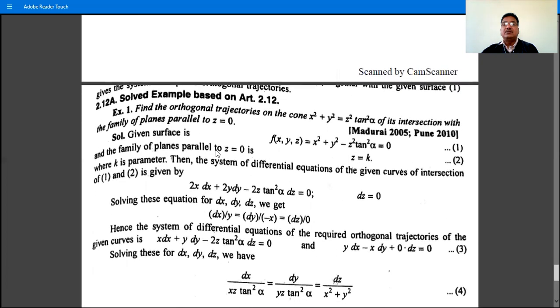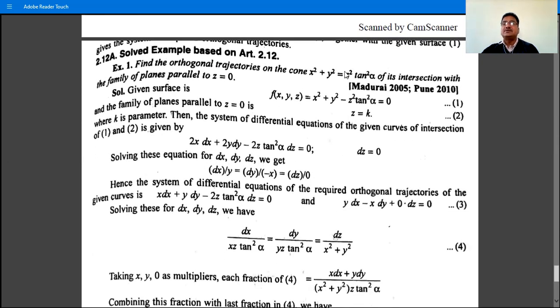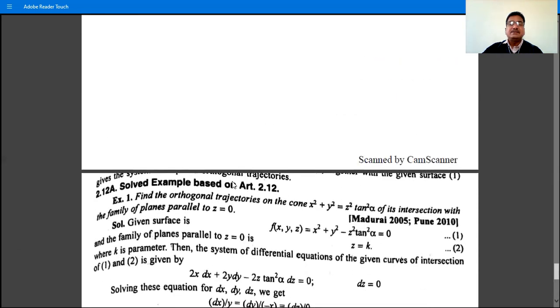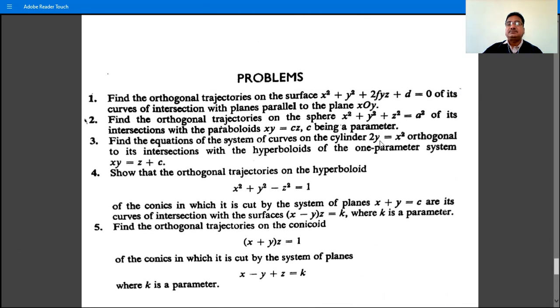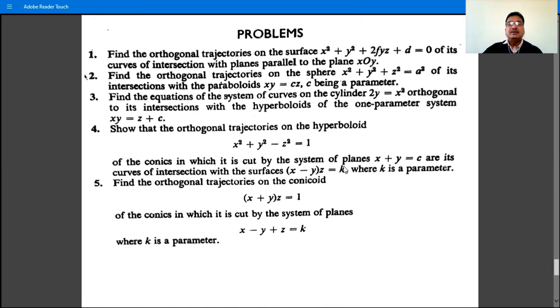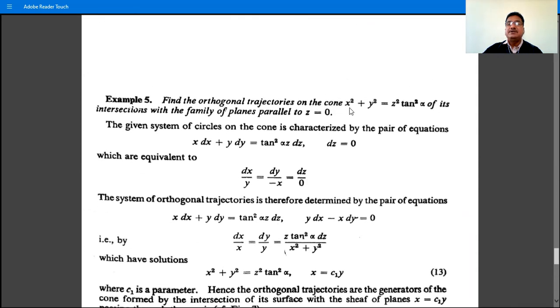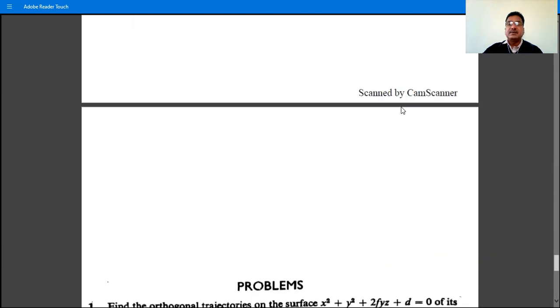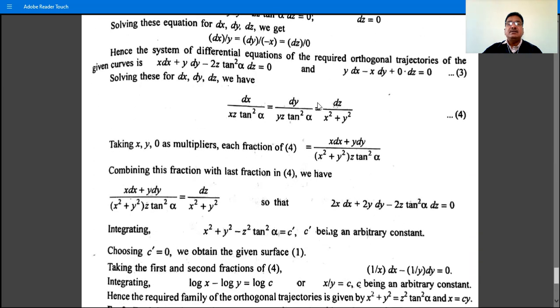Find the orthogonal trajectories on the cone x square plus y square is equal to z square tan square alpha in its intersection with z is equal to 0. So this is the answer of the exercise problem. Z is equal to 0. Yes, this is the problem. Find the orthogonal trajectory of the cone x square plus y square is z square tan square alpha. So this is the answer.